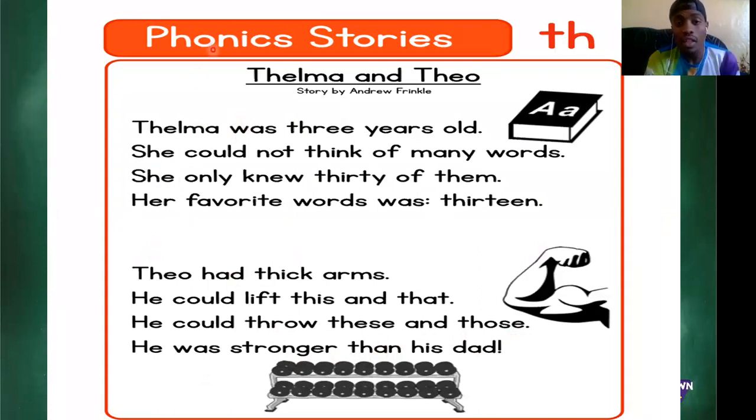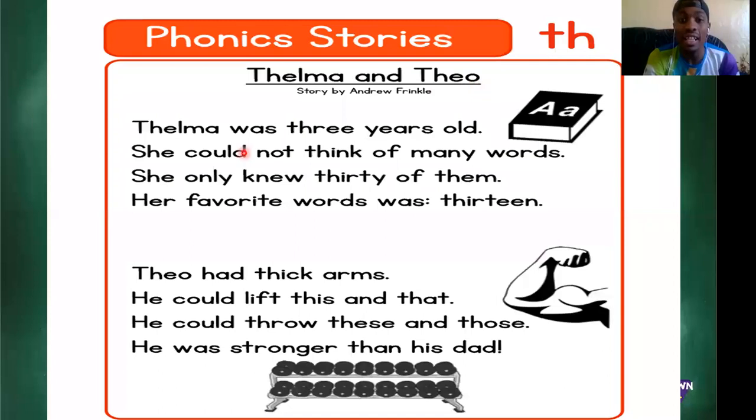Thelma, Theo. Thelma was 3 years old. She could not think of many words. She only knew 30 of them. Her favorite words were 13. Theo had thick arms. He could lift this and that. He could throw these and those. He was stronger than his dad. That is our story. It is about Thelma and Theo. I'll read it one more time.